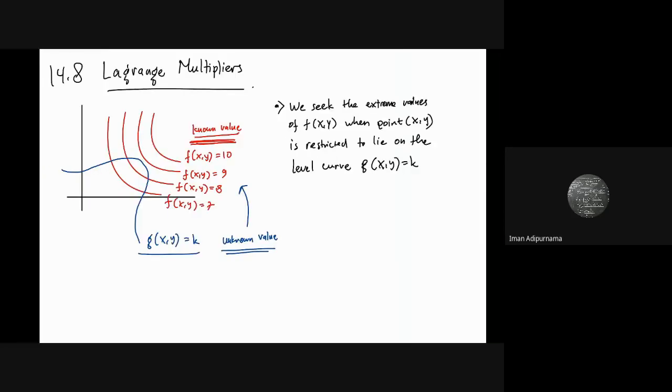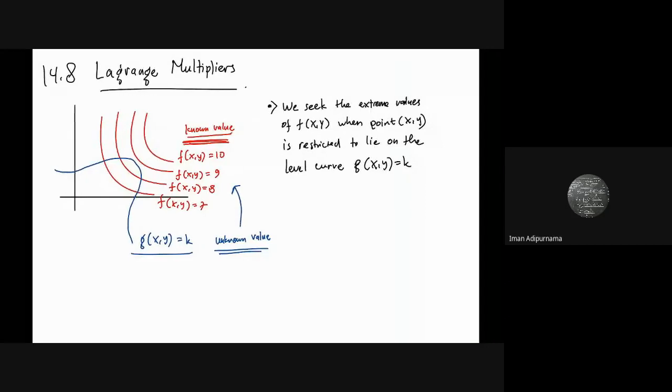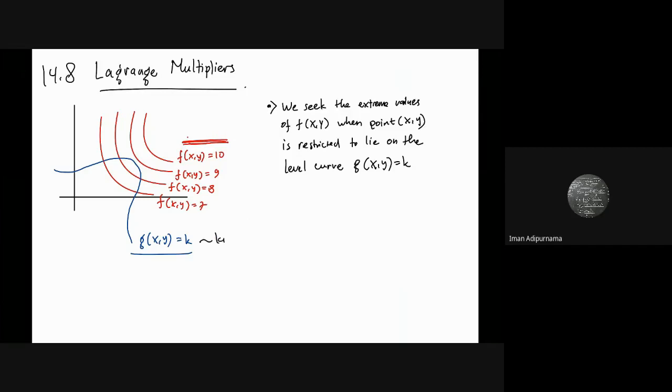Oh, sorry. I think this should be known value. Sorry. This is known function. This is unknown max or min. Okay, sorry, that's how it is.